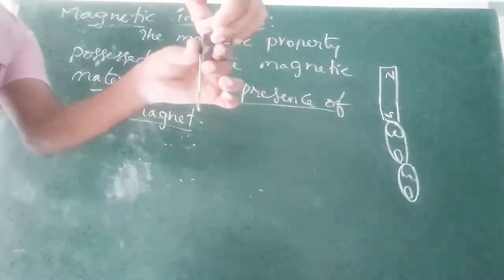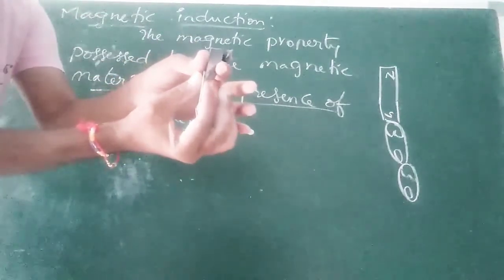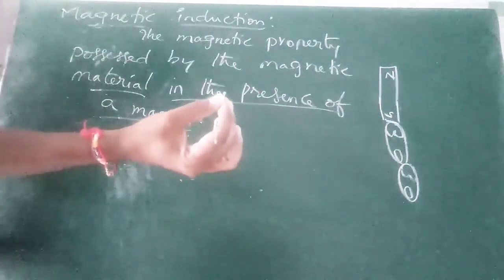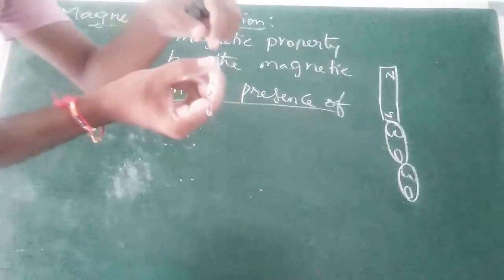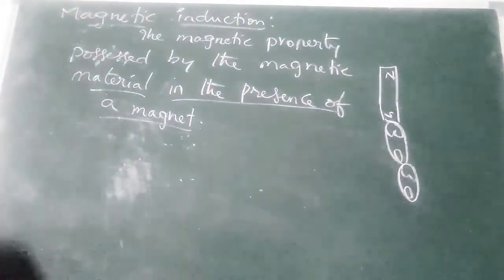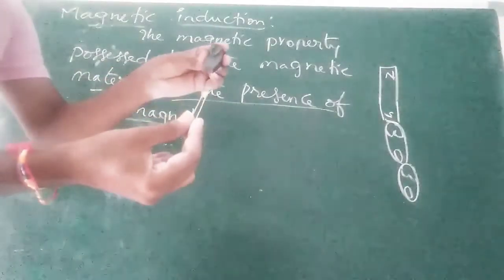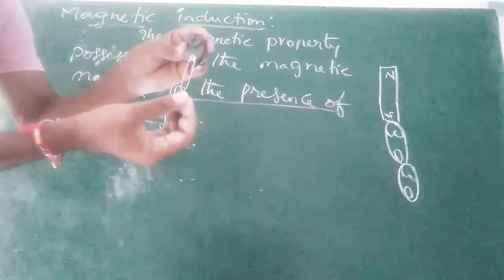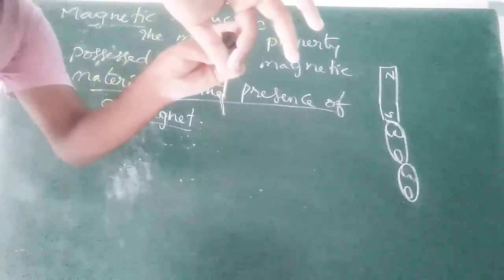Let's check if we remove that magnet, whether this magnetic material will withstand or not. Even though I removed that magnet, can you see this? Wait. Oh, it fell far down. Let's do it again. The magnetic property possessed by the magnetic material: this magnetic material possesses all the magnetic properties when in the presence of a magnet. So it attracts. If I remove this, let's check.